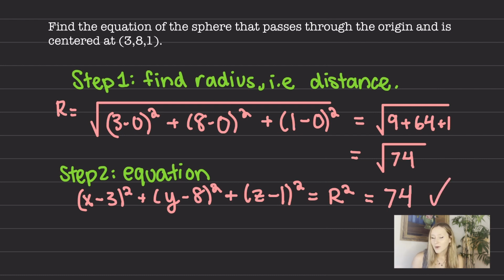And what is the radius squared? We know what the radius is. Let's just square it and we get 74. And boom, that's the equation. Good job.